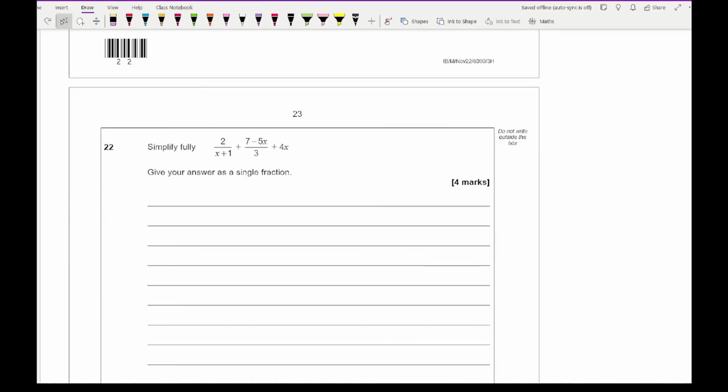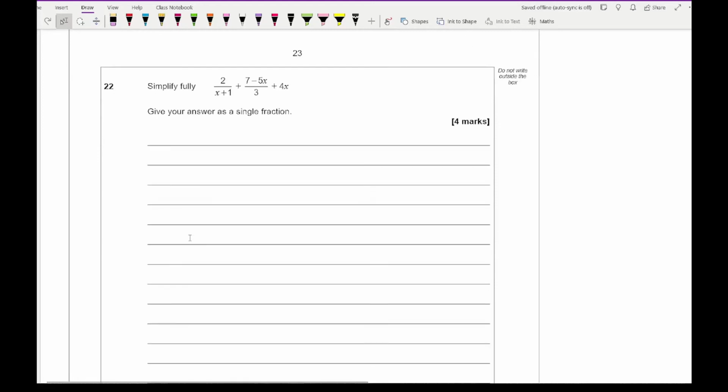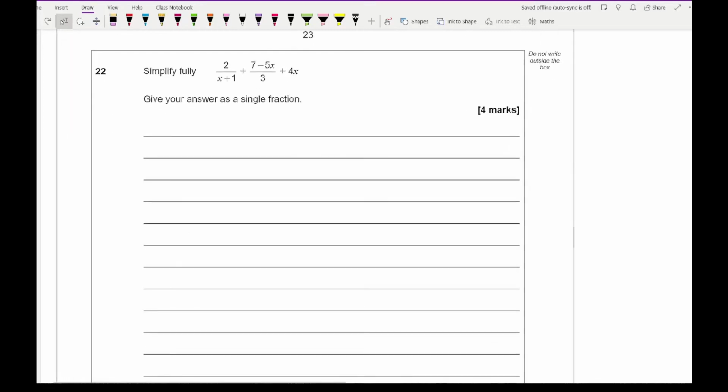Then moving on to question 22, it says simplify fully, and we've got this algebraic fraction. The question is asking us to combine them and write the answer as a single fraction. So at the moment we've got 3 terms, 2 of them are written as fractions, but the third one isn't. So if I just write that over 1, I've now got 3 fractions. Now I need to try and find a common denominator. The easiest way is by multiplying all the denominators together. So my common denominator is going to be 3 lots of x plus 1.